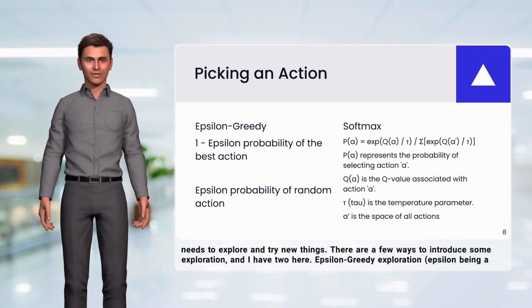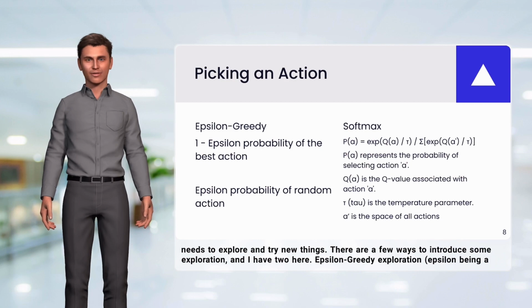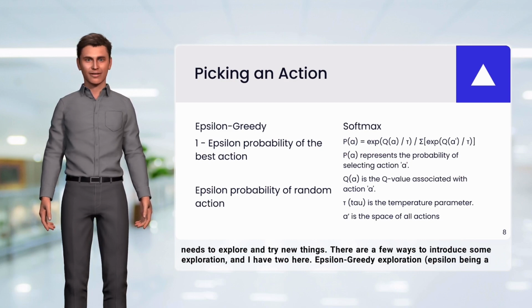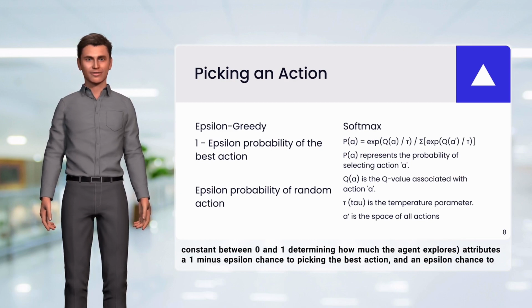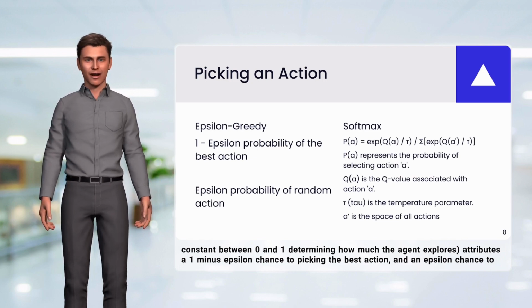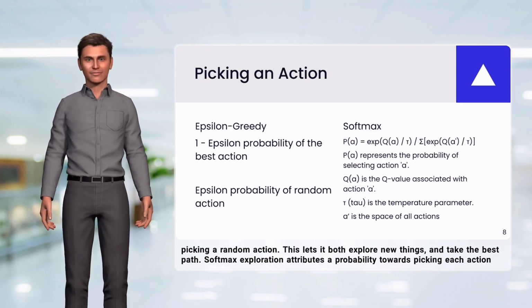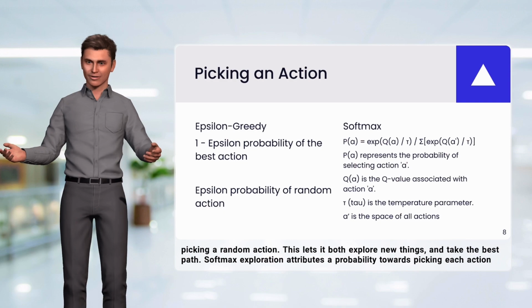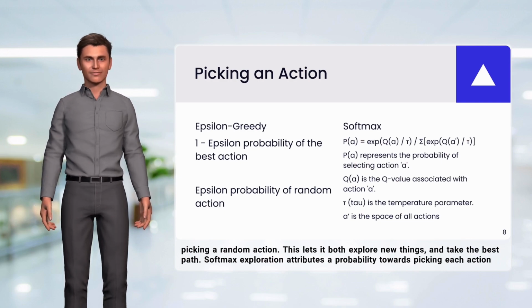There are a few ways to introduce some exploration, and I have two here. Epsilon greedy exploration, epsilon being a constant between 0 and 1 determining how much the agent explores, attributes a 1 minus epsilon chance to picking the best action, and an epsilon chance to picking a random action. This lets it both explore new things and take the best path.